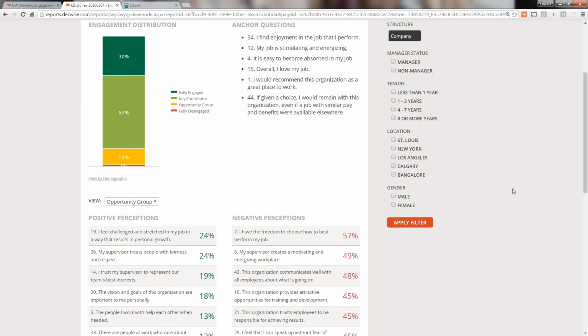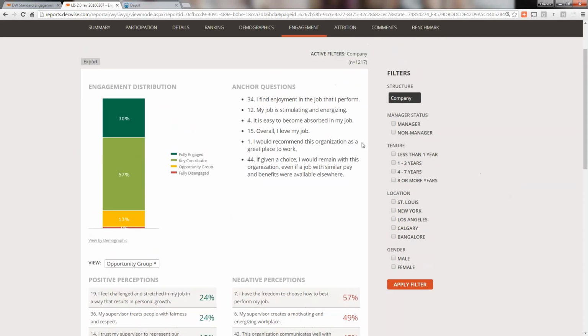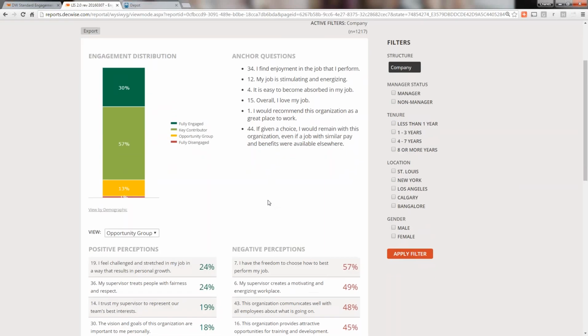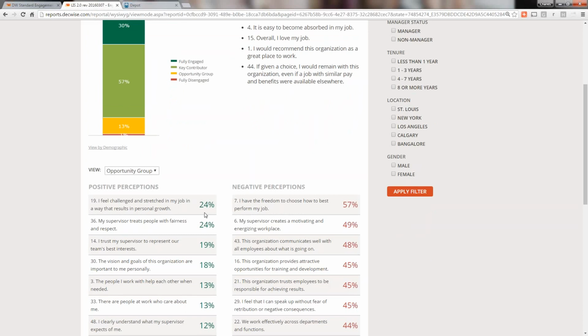I'm showing now, we talked about the engagement index and how we measured engagement using anchor questions. One analysis that is helpful is breaking that out and seeing the common perceptions between the different groups. So right now I'm looking at this opportunity group, which is the 13% of the people in the organization, and I'm seeing that some of their positive perceptions are that they feel challenged and stretched, their supervisor is fair, they trust their supervisor.